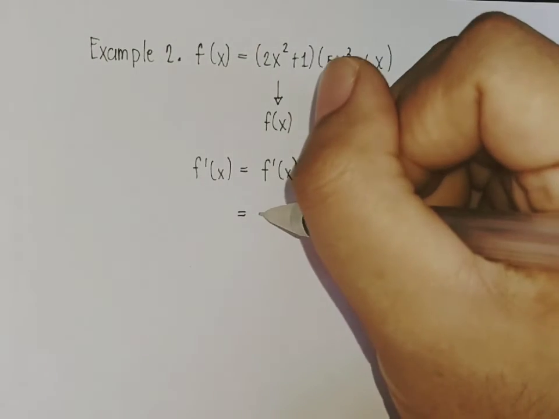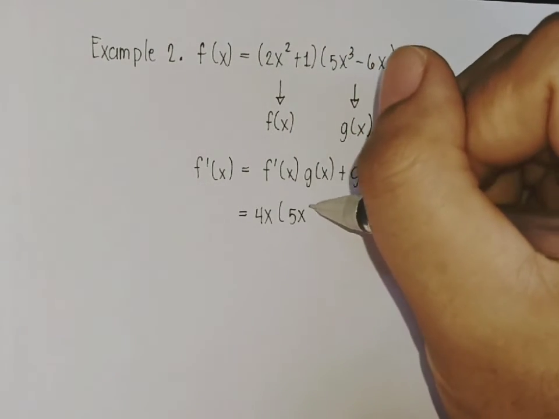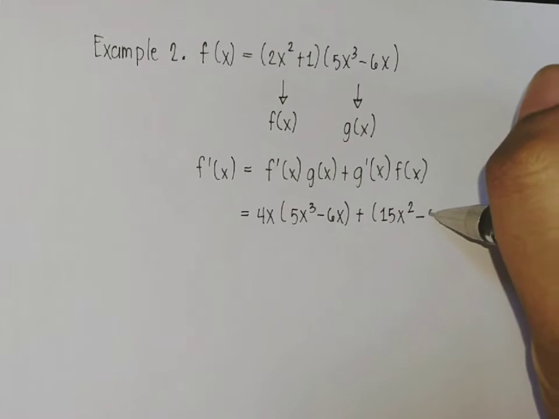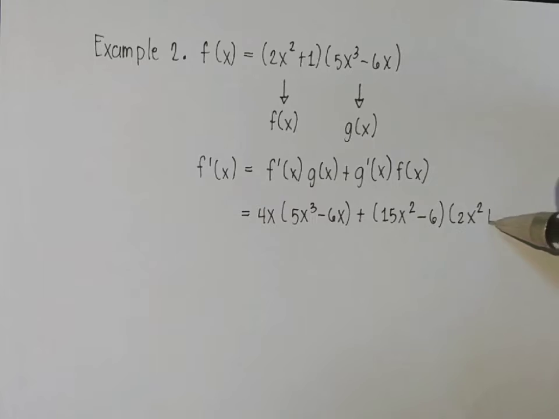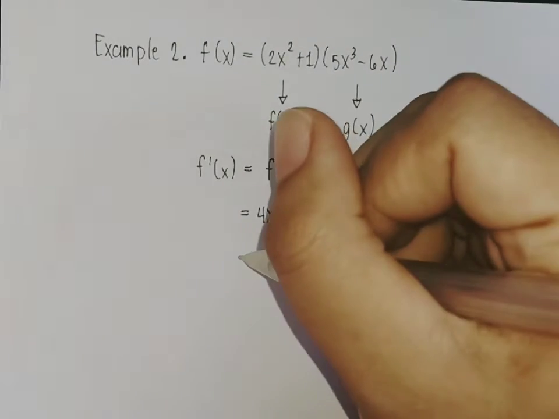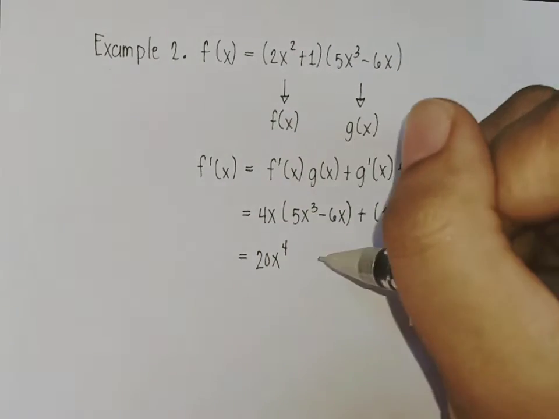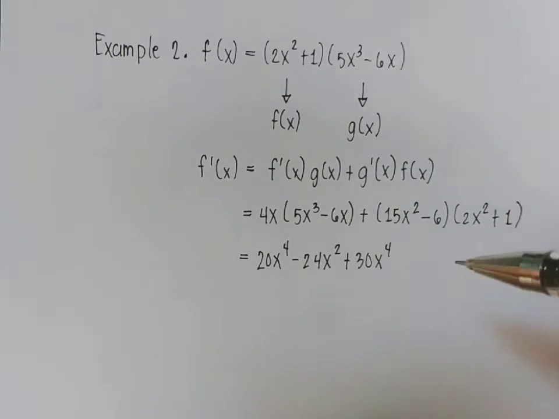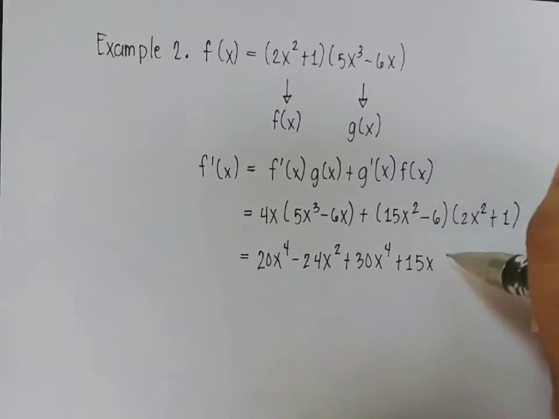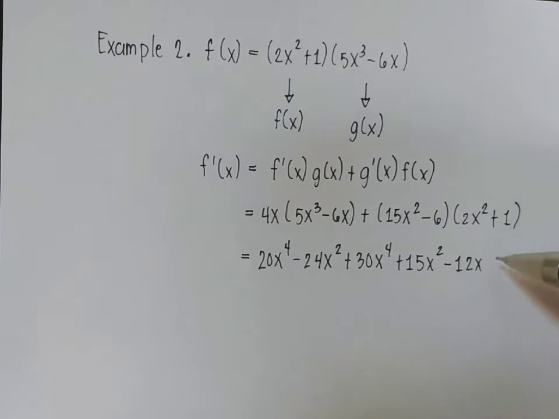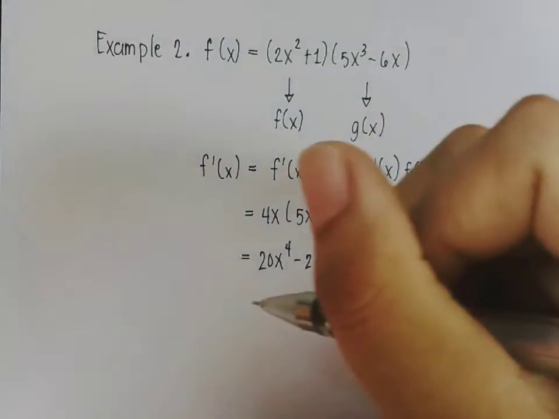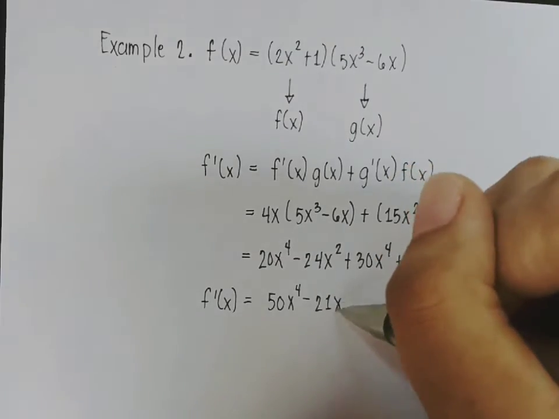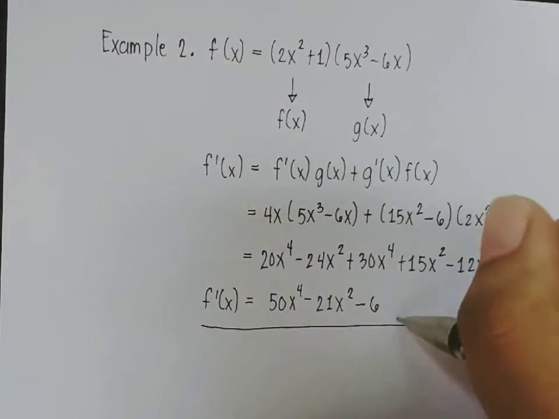We substitute the given functions and we get 4x times 5x cubed minus 6x plus 15x squared minus 6 times 2x squared plus 1. Using the distributive property and FOIL method, we get 20x to the power of 4 minus 24x squared plus 30x to the power of 4 plus 15x squared minus 12x squared minus 6. Then we combine like terms and we get the answer f prime of x equals 50x to the power of 4 minus 21x squared minus 6.